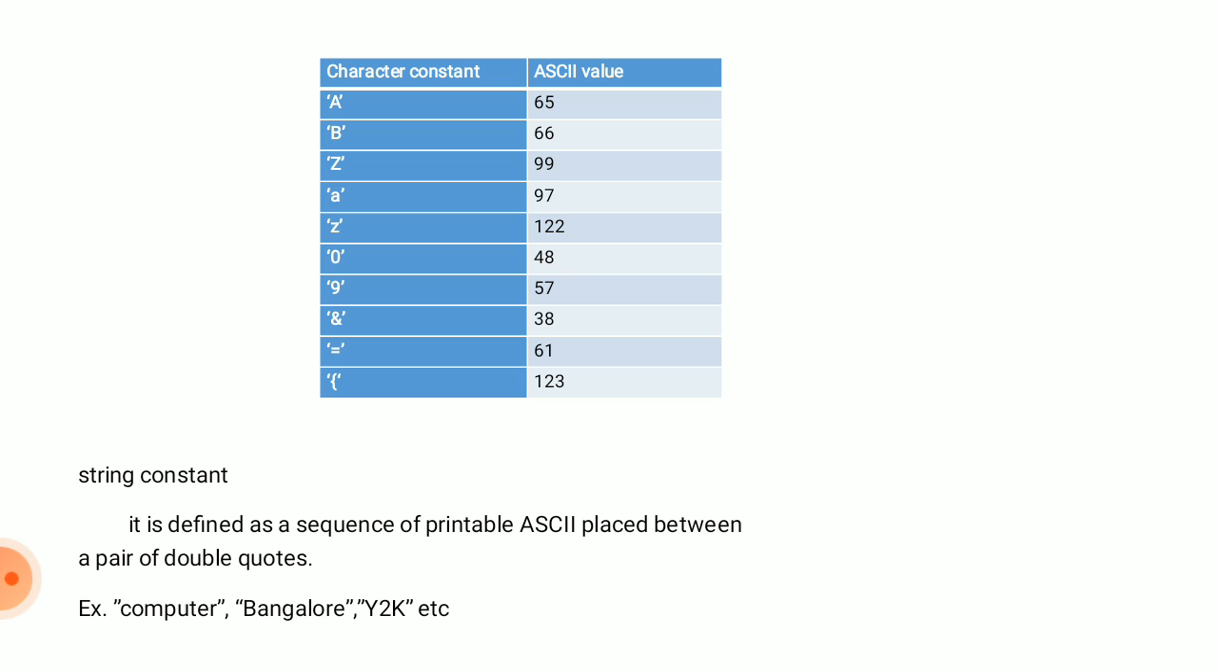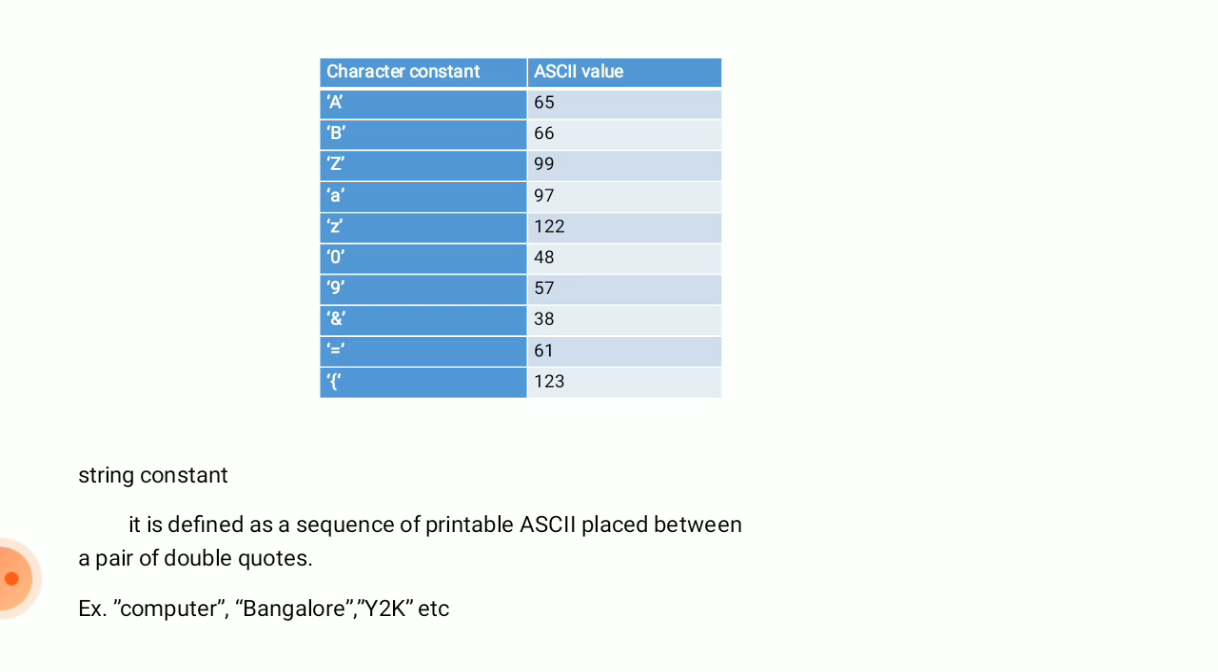Okay. Next, a string constant. A constant may be, as I told, a character or a string. Character means a single character. Okay. String means a sequence of characters. So, a string constant is defined as a sequence of printable ASCII characters placed between a pair of double quotes. If you are taking a sequence of characters, if you consider a word, which is a sequence of characters, then it is called a string constant.